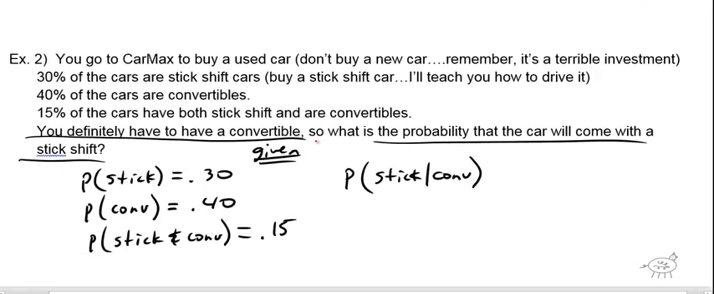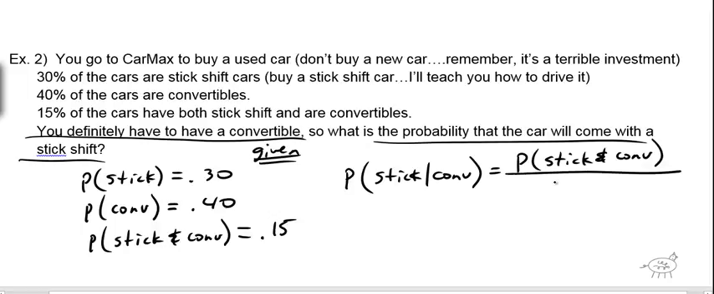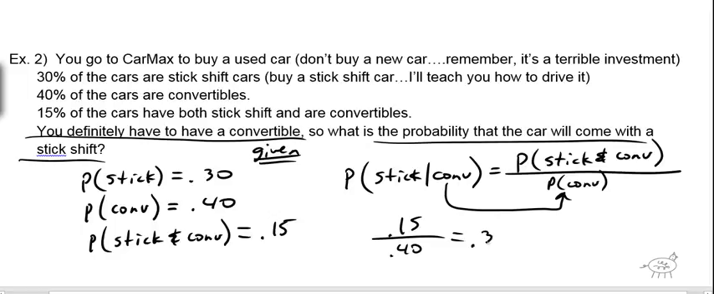Probability that it's a stick shift, probability it's a stick and convertible, divided by the probability it's convertible. Okay, we got all that. We got 0.15 is both, and divided by the probability convertible is 0.40. So I divide that out, and I get 0.38.